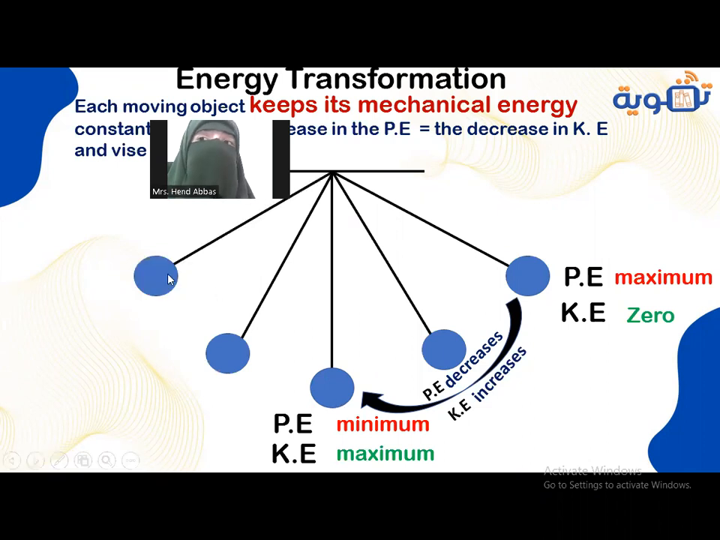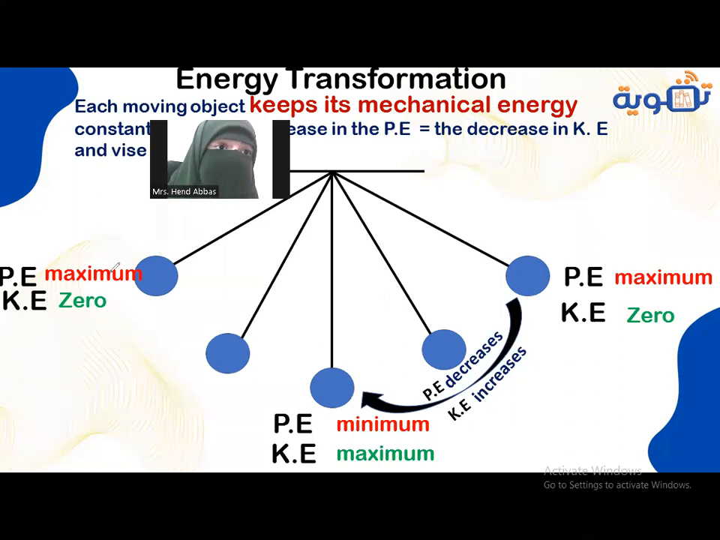Till it reaches its maximum height. At the maximum height, the potential energy is maximum. Here, the kinetic energy equals 0. Why 0? Because here it's the maximum height. At this point, guys, it will not move upward again.